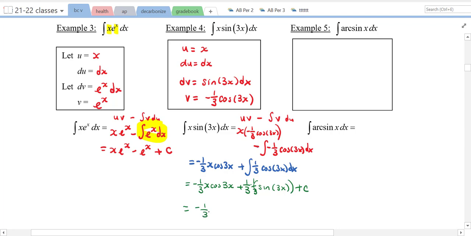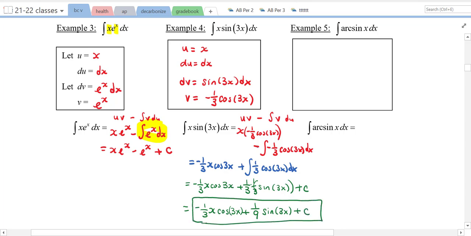So once again, if you want to write this nicer, negative 1/3 x cosine 3x plus 1/9 sine 3x, and then plus c. Ta-da! There you go.